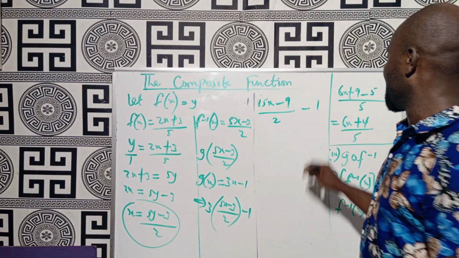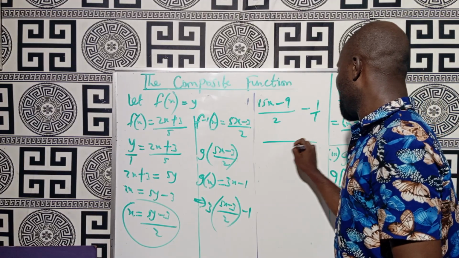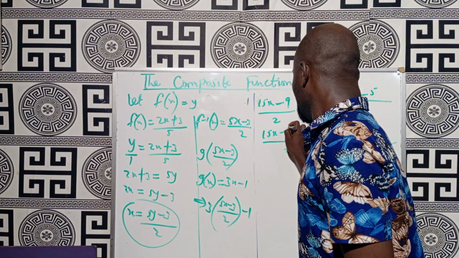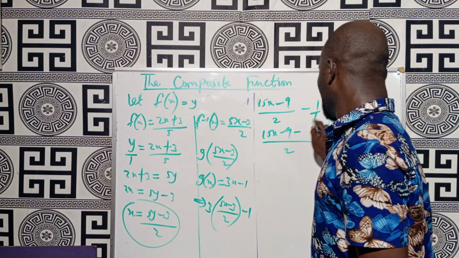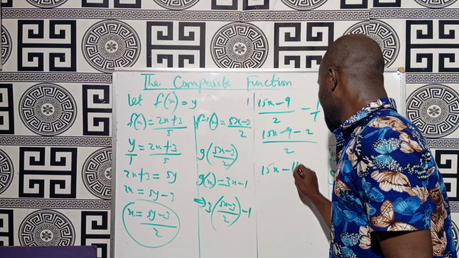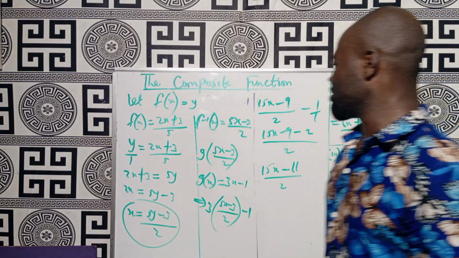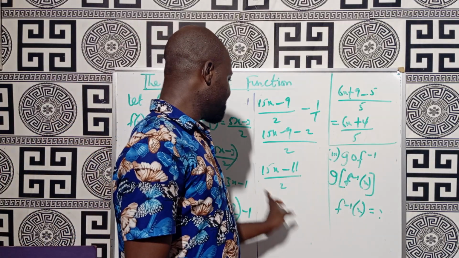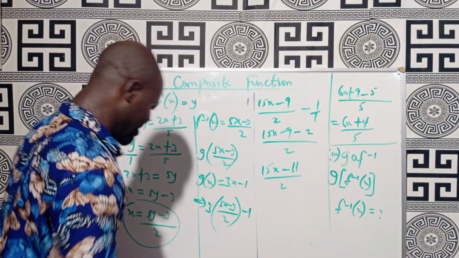So that one can be written as 1 over 1. If I find the LCM, I'm going to have 2. So 2 into 2 is 1, and that's 15x minus 9 minus what? Minus 2. So I'm going to have 15x minus 11 all over 2. So that's the result, you can see. So my g of f inverse gives me this. Very easy and simple.